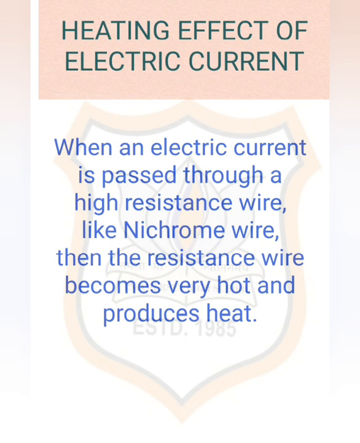Now let us discuss the heating effect of electric current. When an electric current is passed through a high resistance wire like nichrome wire, then the resistance wire becomes very hot and produces heat, as we have just discussed. In purely resistive circuits, the source energy continually gets dissipated entirely in the form of heat. This is known as the heating effect of electric current.